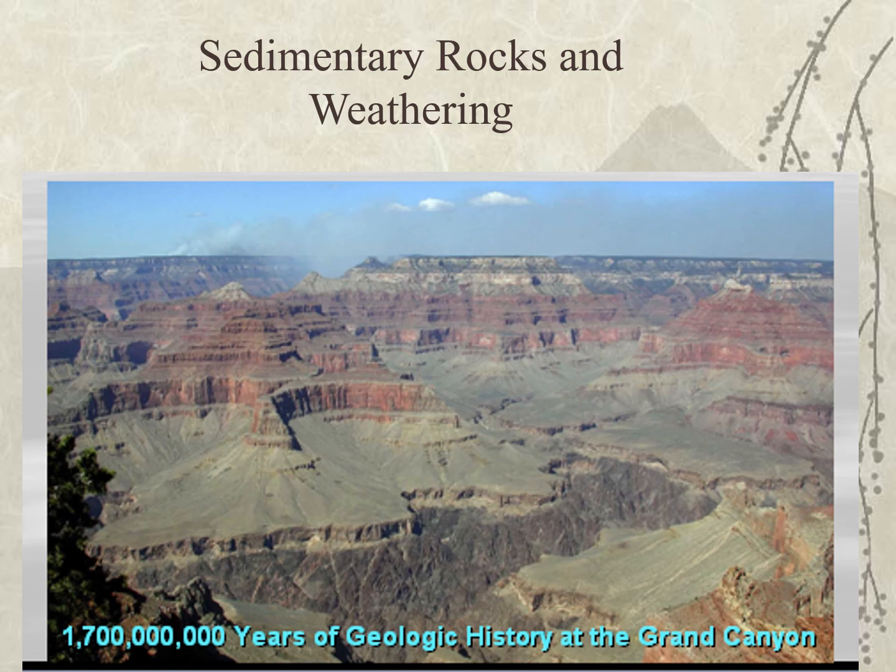So our opening slide here, we are looking at an image of, you guessed it, the Grand Canyon. The coolest thing about the Grand Canyon is that 1.7 billion years of geologic history is exposed at the Grand Canyon, from the Vishnu schist all the way at the bottom where the Colorado River is, all the way up to the Kaibab limestone on top.